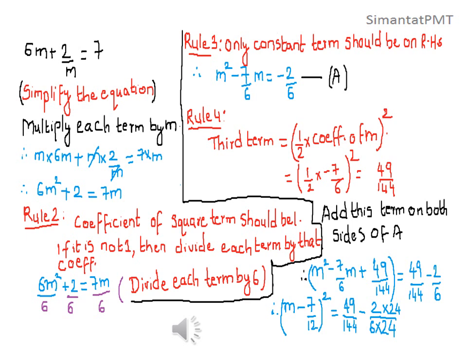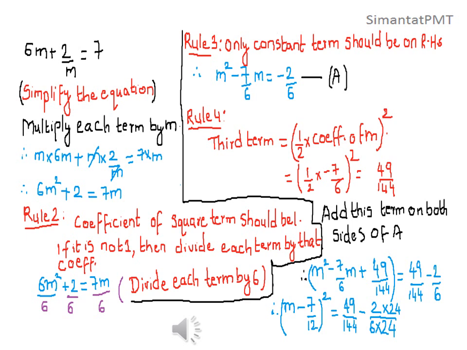Now the left hand side is a perfect square. That is why completing the square method is being used. Now it is a perfect square of m minus 7 upon 12 the whole square. How do we find that? Take the square root of m square, which is m. Take the square root of 49 upon 144, which is 7 upon 12, and put the sign of the middle term. So we write m minus 7 upon 12 the whole square equal to 49 upon 144 minus 2 upon 6.